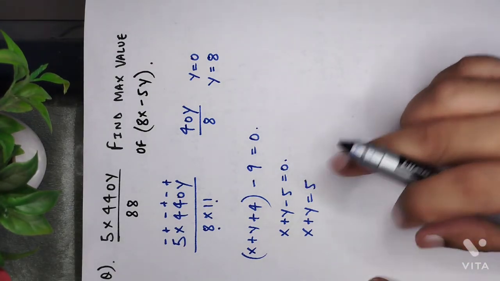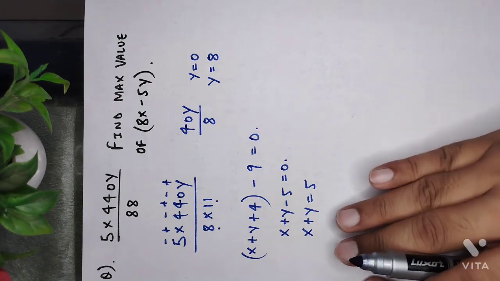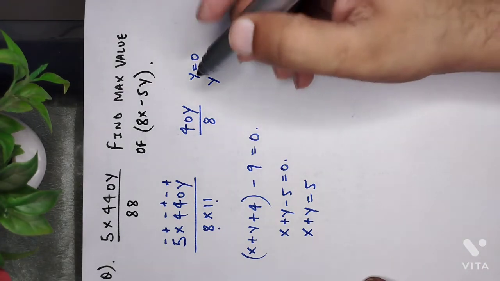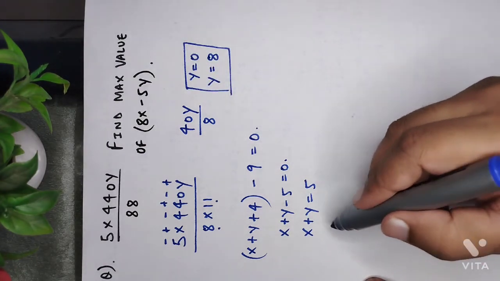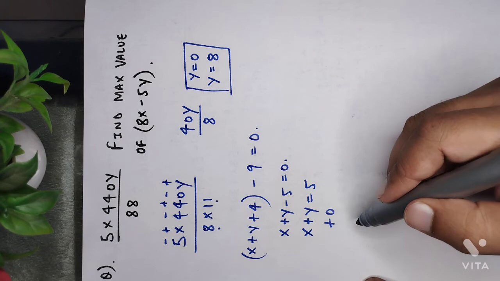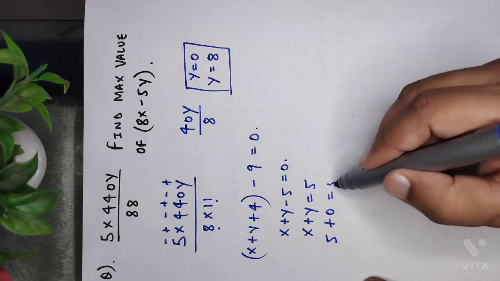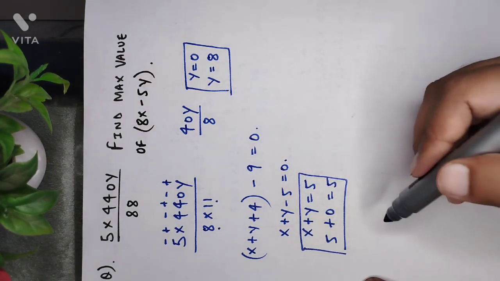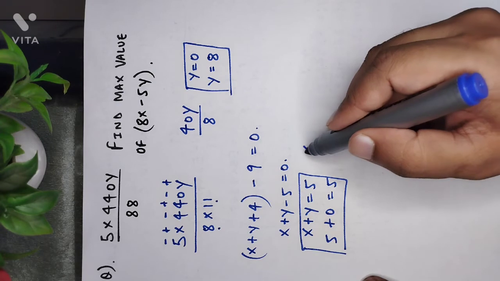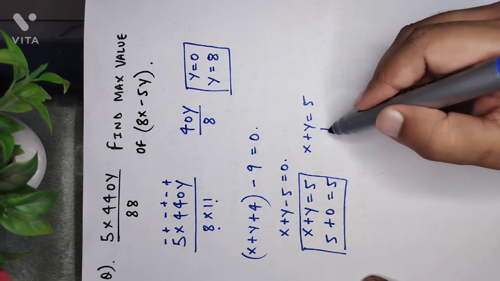Now x plus y is equal to 5. It is given to us. Now we have to take these possible values of y and put them here. If I put y as 0, I can say x will be equal to 5. So 5 plus 0 will be equal to 5. Now another value of y is 8.